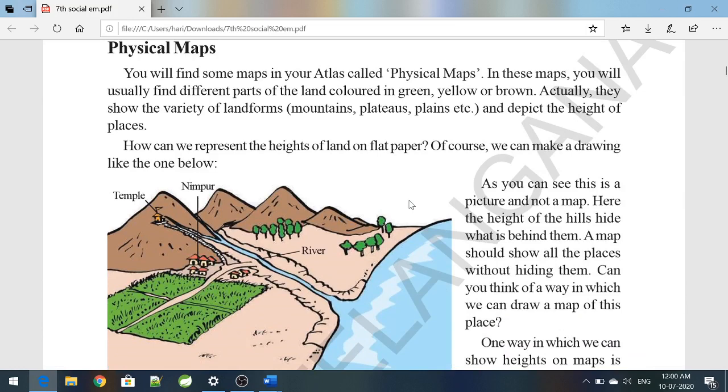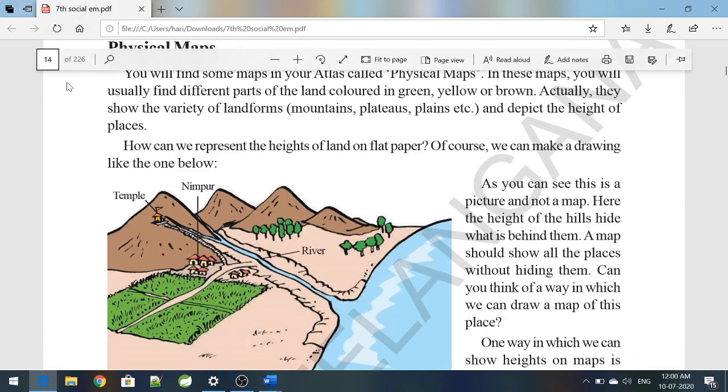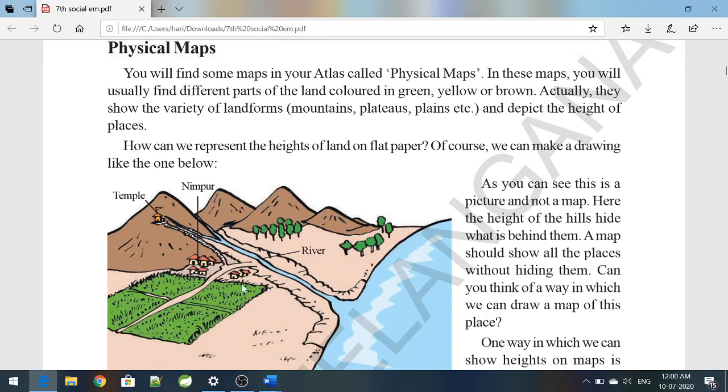And physical maps. So they have taken an example of a Nimpur village. How can the heights of a particular landform be calculated? I have told you that physical maps give the variety of landforms like mountains, plateaus and plains. We know where mountains, plateaus and plains are present, but at what height are they present? Now we also want to know that.